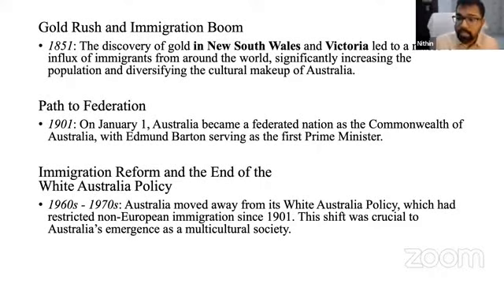So in 1901, on January 1, the Commonwealth of Australia was declared, and Edmund Barton was the first Prime Minister. And as soon as the Federation or the Commonwealth of Australia was declared, the first rule they brought was the White Australia policy. So it's important to look at these major events in Australian history before we go to the rest of our session.